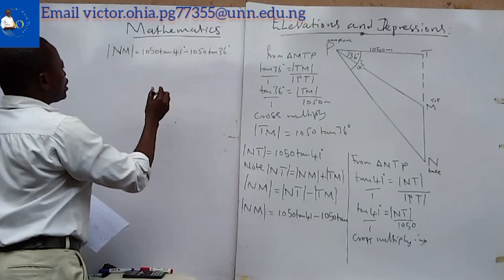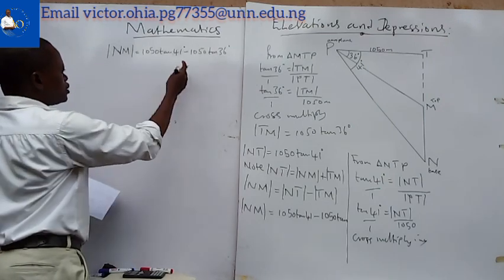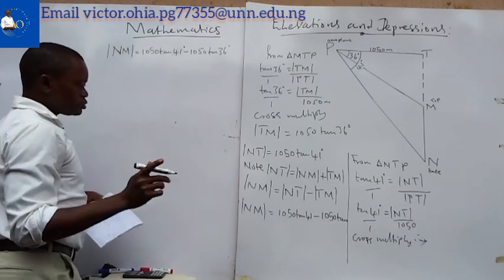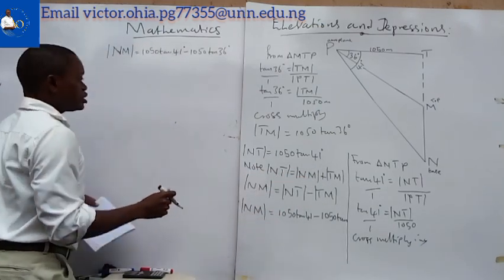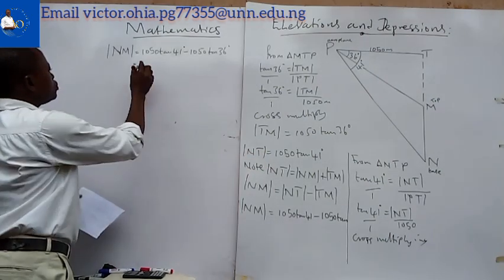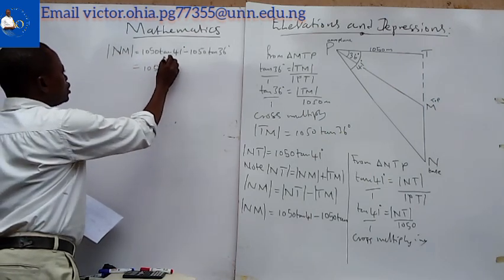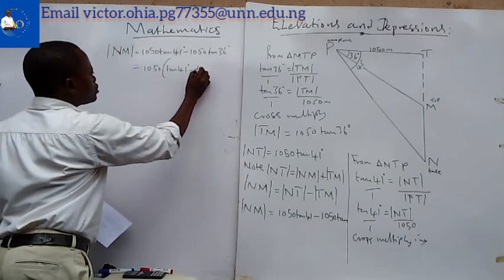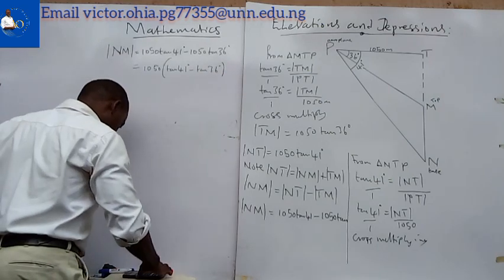If I like, I can factor out this and this. Otherwise I can just get the value of this, and take the subtraction. But I trust God that this explanation I gave here is very clear. Let me not take time, but I just believe you were able to capture what I was explaining there. So if we continue, we are going to have 1050, then in bracket tan 41 degrees minus tan 36 degrees. So that's what is going to happen there.